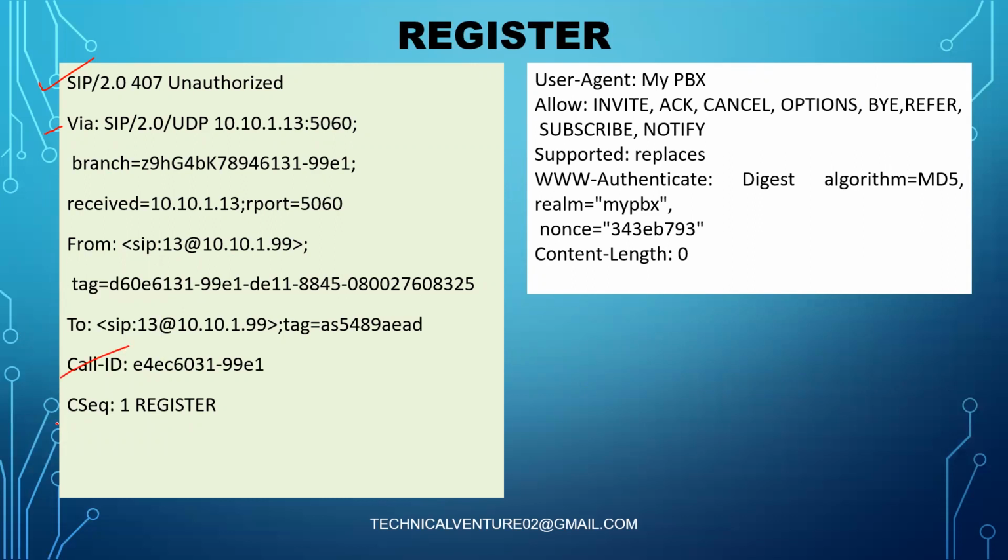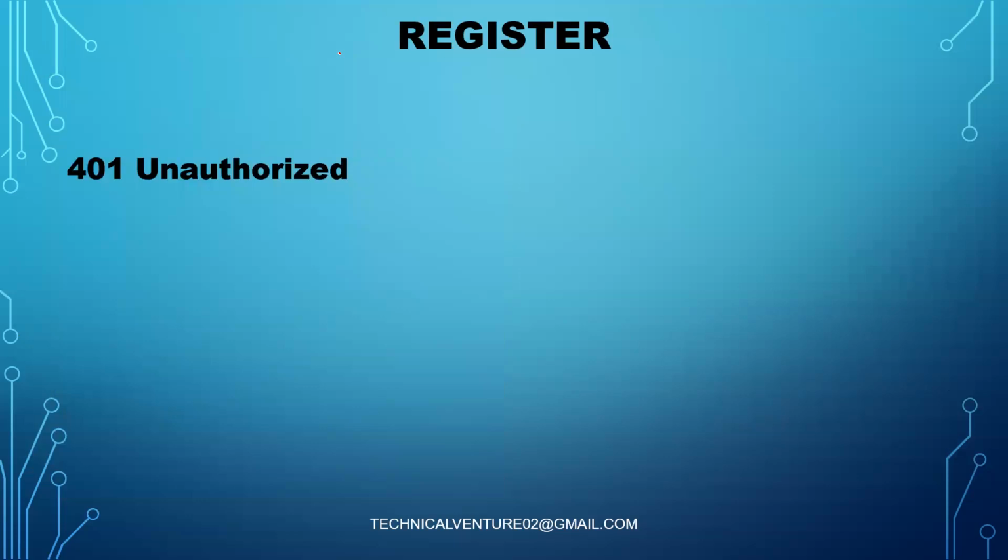Call ID, CSeq 1 register. Okay, now there is CSeq 1 register, and all other things are here as well. User agent, allow, my PBX, as you can see here. Right? Now it says 407 unauthorized. So as soon as it sends the register message, it sends the 407 unauthorized because it doesn't contain the username and password. Right? Now it will send a register message again, and then there will be a response from the other party.